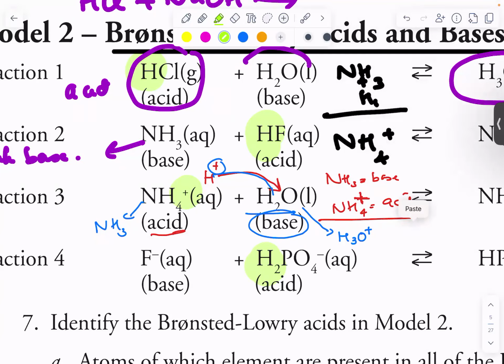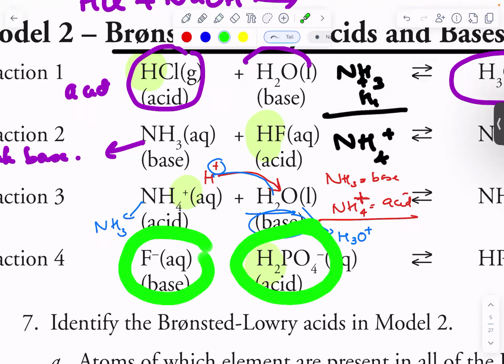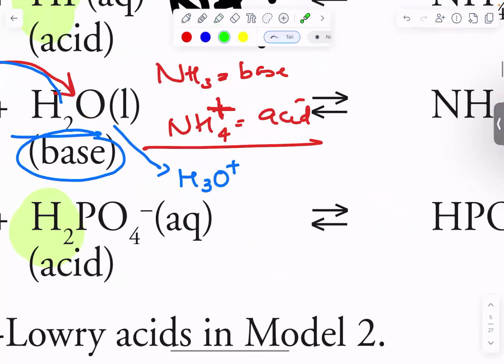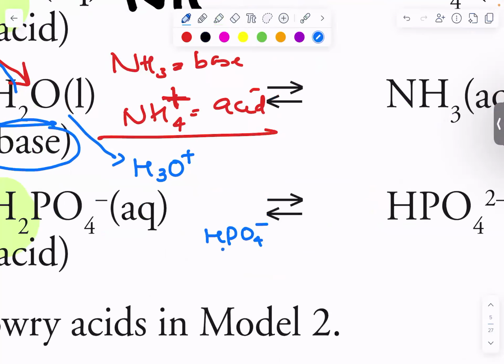So H2PO4 negative is an acid and it is going to react with the base. When it loses one hydrogen ion, it changes into HPO4 negative 2. That is very important. I can explain it to you. Let me write it. H2PO4 negative.